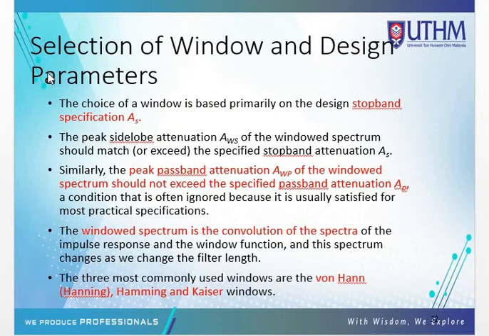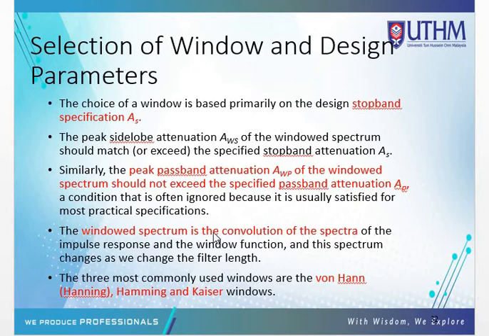After we know the characteristics of the window spectrum, how do we select the window and design the parameters? Here is the guideline. The choice of the window is based on the stopband specification, A_S. The peak side lobe attenuation, A_WS, of the window spectrum should match the specified stopband attenuation. And the peak passband attenuation, A_WP, of the window spectrum should not exceed the specified passband attenuation, A_P.